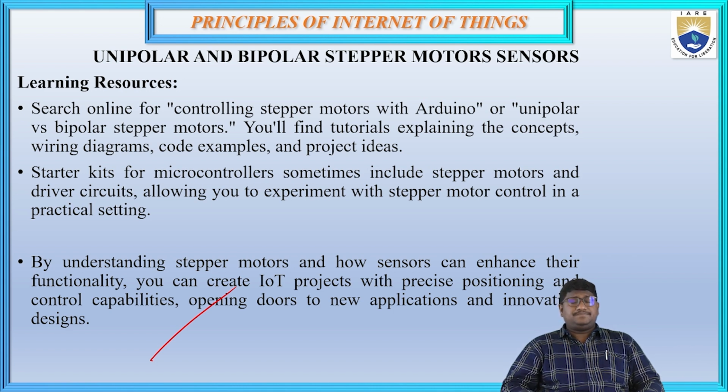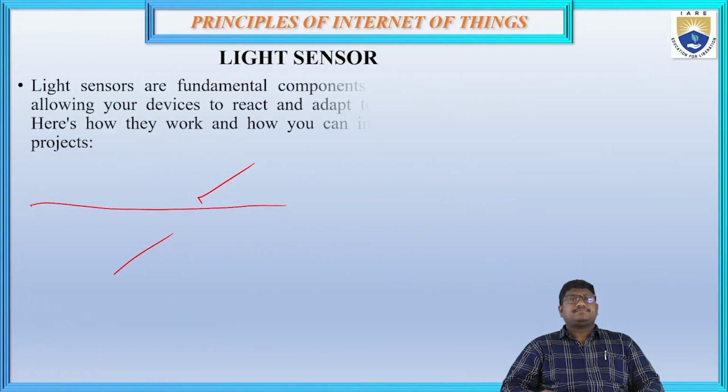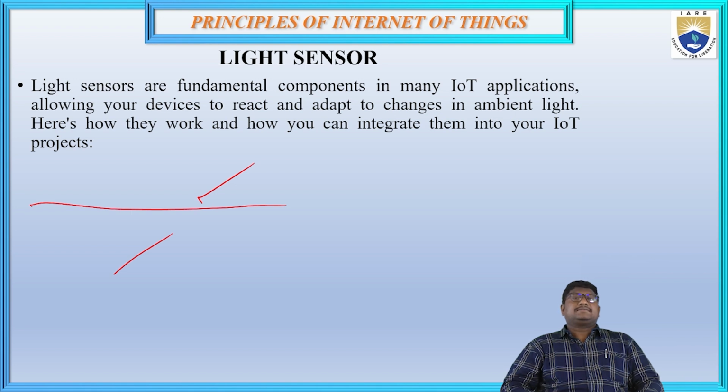Now we'll move into the next topic called light sensors. And what are light sensors? Light sensors are fundamental components in many IoT applications, which allow our device to react and adapt to changes in ambient light, how these function, and how they are going to be integrated into the project. We are integrating the light sensors in our IoT project.